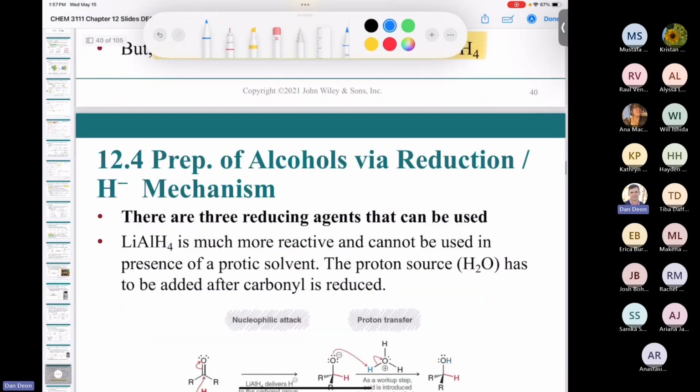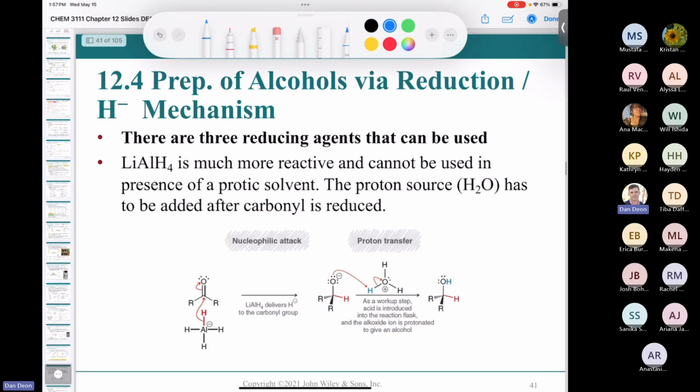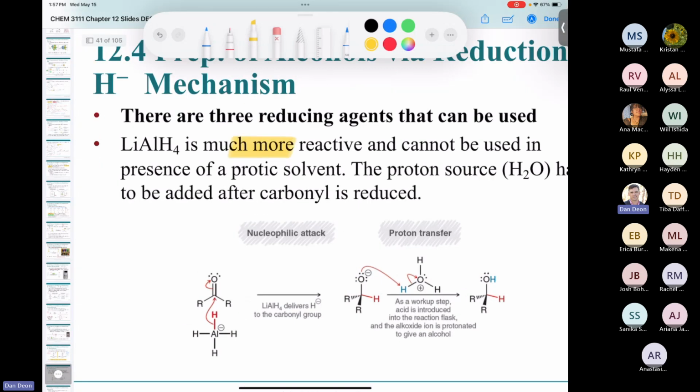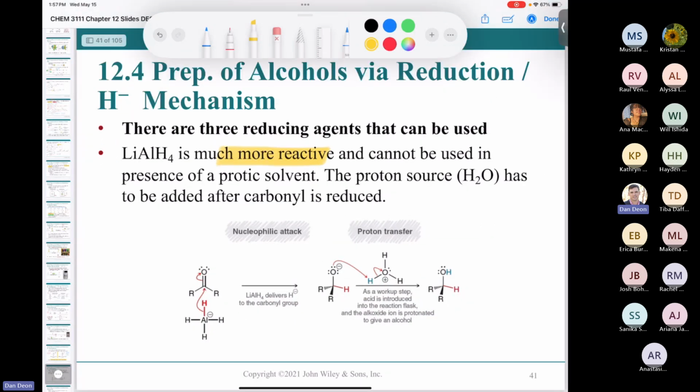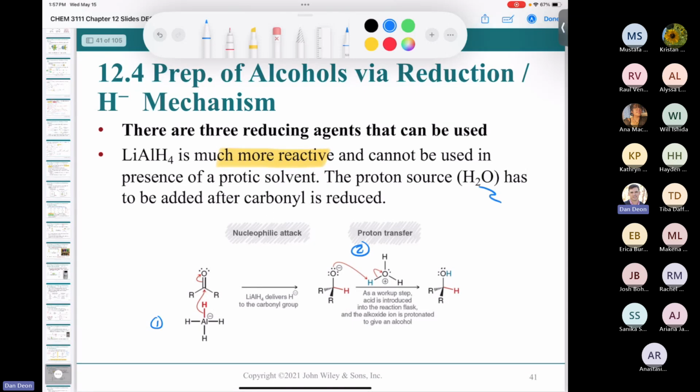All right. So with that in mind, let's take a look at the mechanism of lithium aluminum hydride reduction. It says here, LAH, lithium aluminum hydride, is much more reactive and cannot be used in the presence of a protic solvent like water. So therefore, you do it in 2 steps. In step 1, you put in the lithium aluminum hydride. In step 2, you put in water. And again, it can be water or hydronium, which is just aqueous acid. Either one is totally fine.